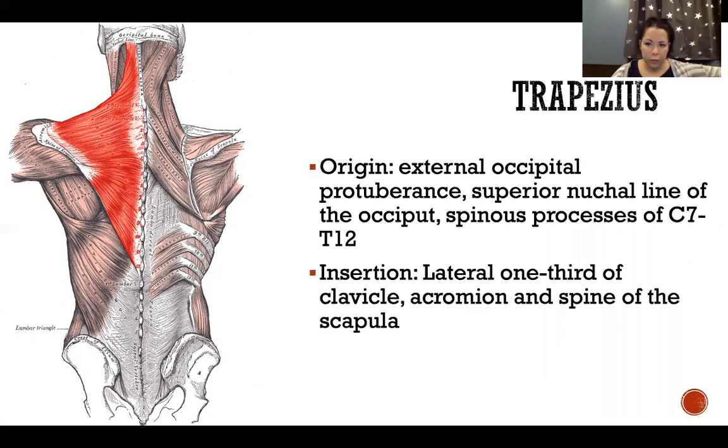which should sound familiar. That insertion of the trapezius is exactly the same as the origin of deltoid. So they share an attachment, but for trapezius, that's its insertion. For deltoid, that's its origin. So the two muscles do not overlap. One starts where the other ends.